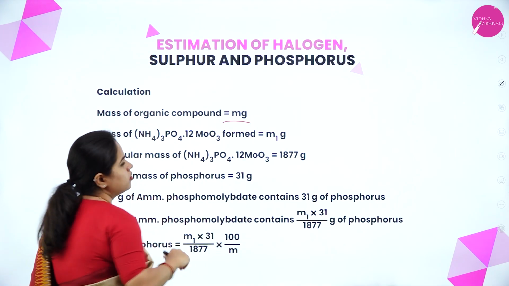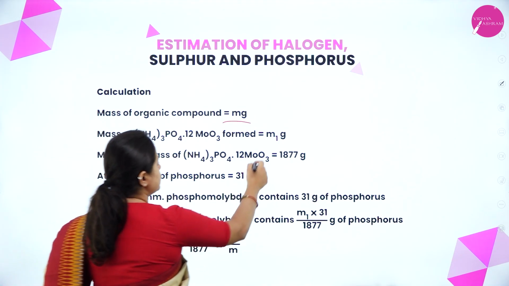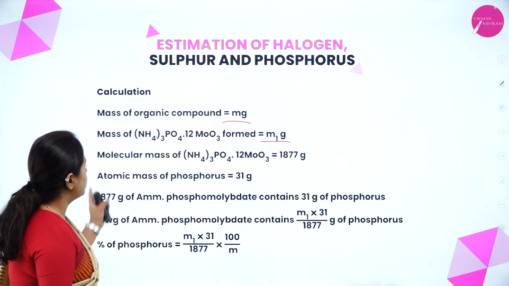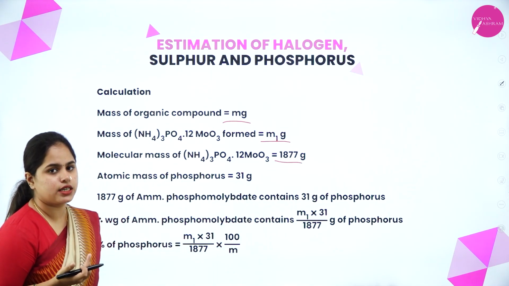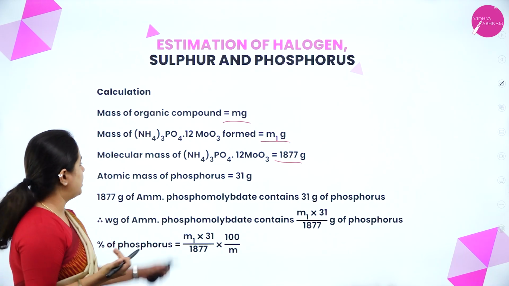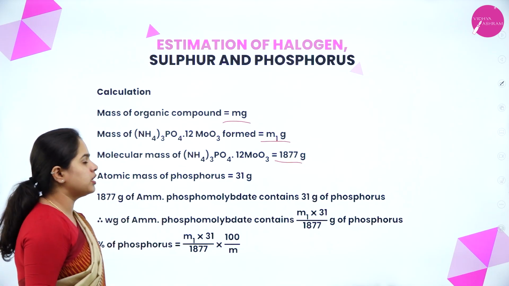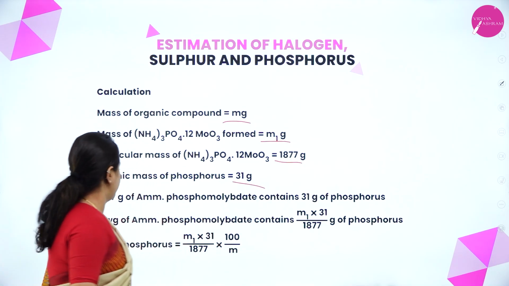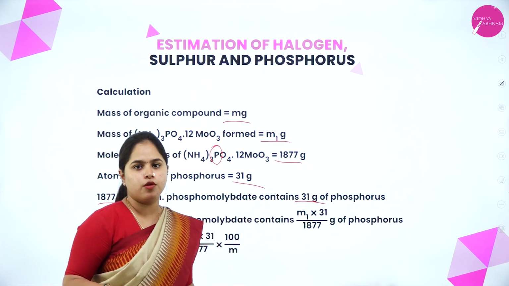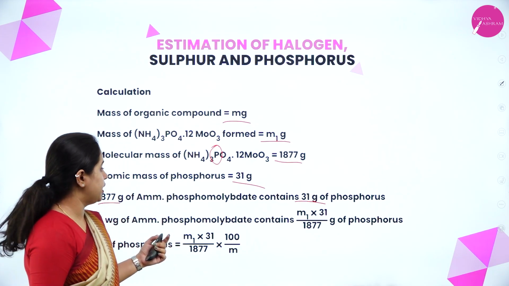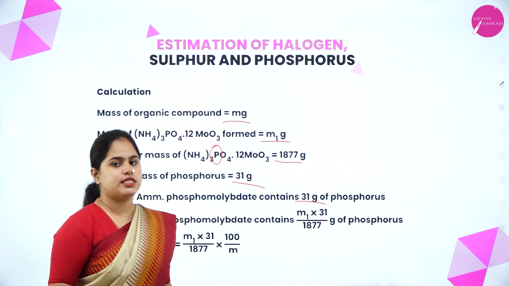The mass of the organic compound is M, and the mass of ammonium phosphomolybdate which is formed is taken as M1 gram. The molecular mass is calculated as 1877 gram. That is the molecular mass of ammonium phosphomolybdate. Now the atomic mass of phosphorus is 31 gram. So 1877 gram of ammonium phosphomolybdate contains 31 gram of phosphorus. Then M1 gram will contain how much? It will be M1 into 31 divided by 1877 gram.